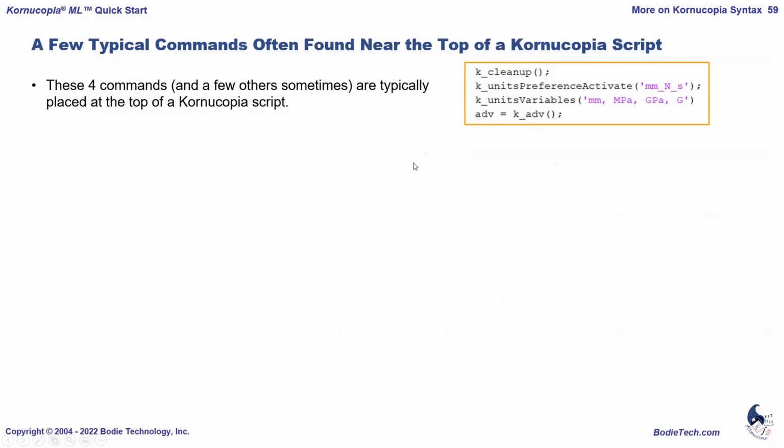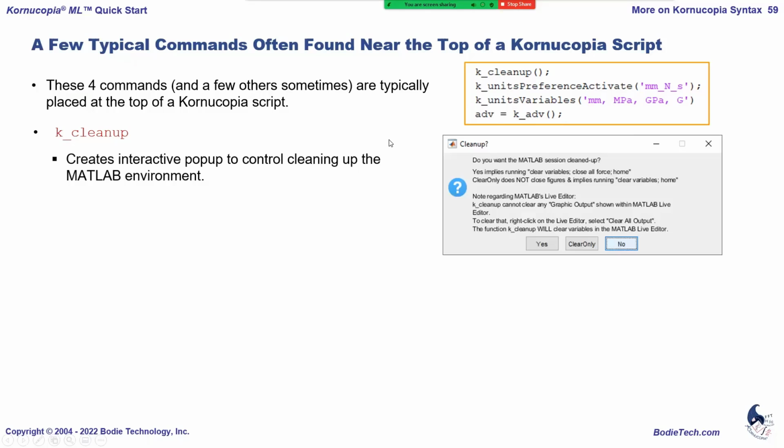What you will see when you open up examples and start to work with Kornucopia is you will typically see these 4 commands somewhere near the top of the file. The cleanup one I've used already, and the units preference activate one I've used. I'm showing you the units variables, and there's this additional one, ADV equals K_ADV. You haven't seen that yet, and we'll be discussing that very shortly.